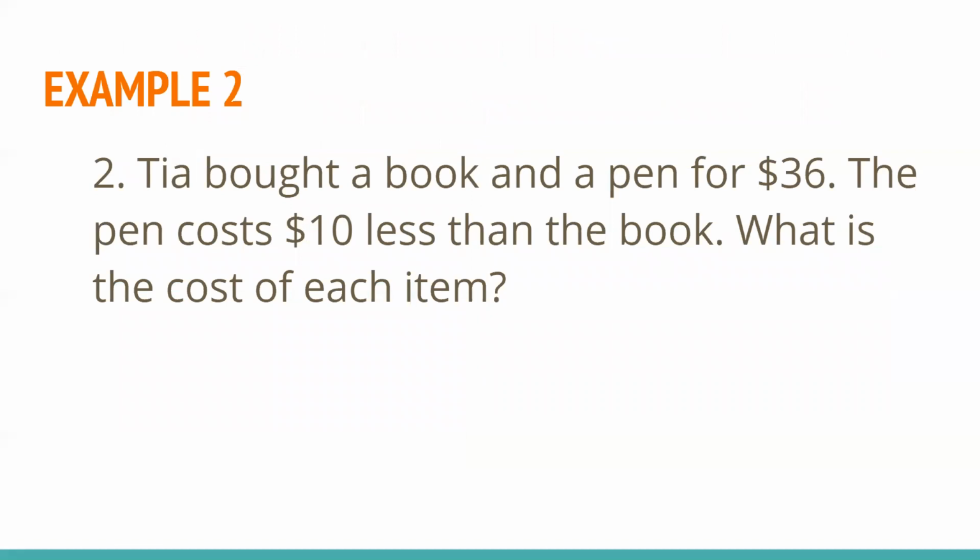Here's our second example. Tia bought a book and a pen for $36. The pen cost $10 less than the book. What is the cost of each item? Which items are involved here? Let's get ready to lay out the problem. So $36 represents the cost of a book and a pen.